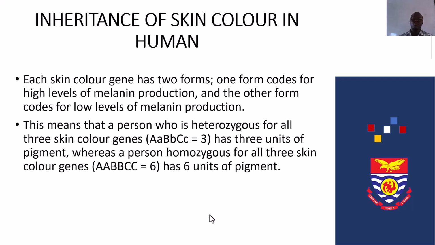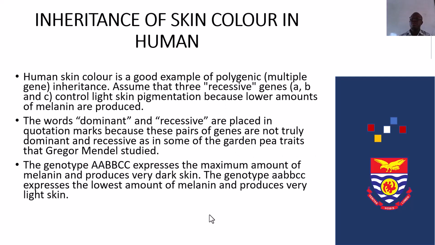This means that the person who is heterozygous for all 3 skin color genes, A dominant, A recessive, B dominant, B recessive, C dominant, C recessive, equals 3, has 3 units of pigment, whereas a person homozygous for all 3 skin color genes, A dominant, B dominant, C dominant, equals 6, has 6 units of pigment. So human skin color is an example of polygenic, multiple gene inheritance.